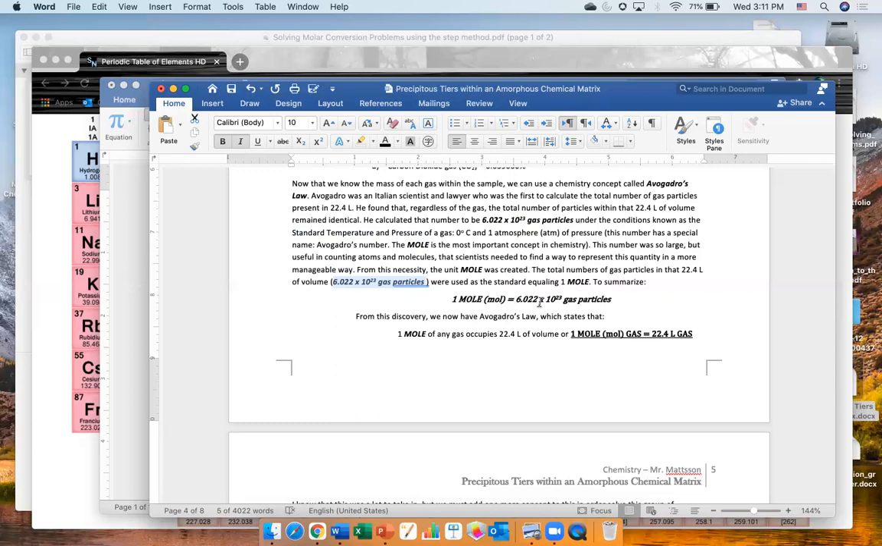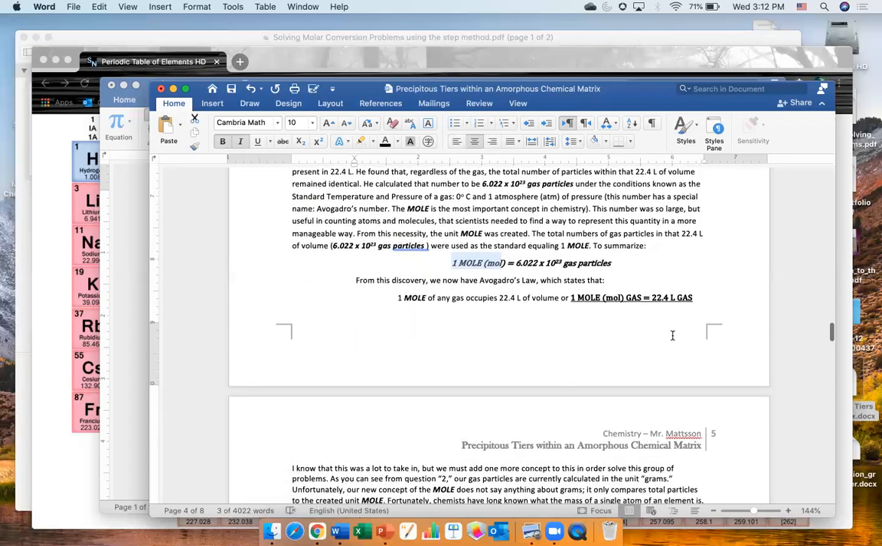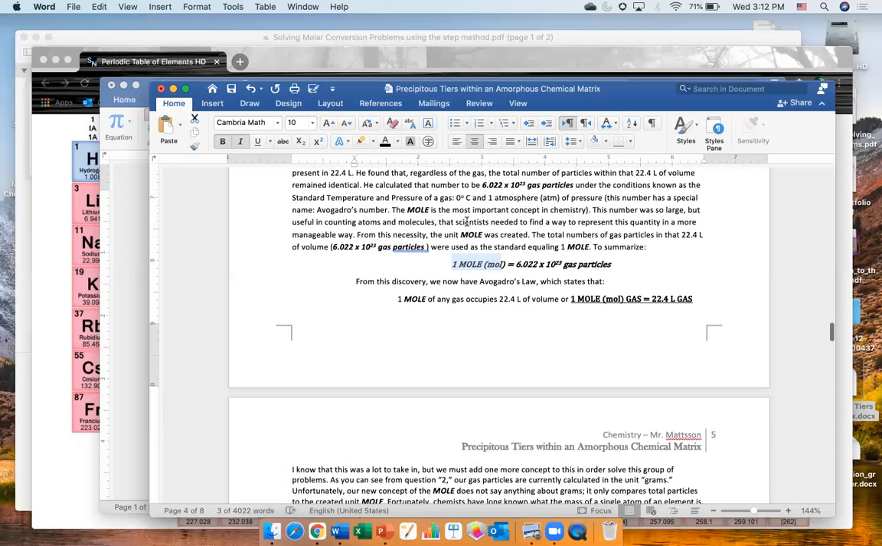It doesn't matter what we're measuring, it could be gas or it could be a solid like salt. All measurements are taken in the unit mole. From this discovery, we now have Avogadro's law, which states that 1 mole of any gas occupies 22.4 liters of volume, or 1 mole of gas equals 22.4 liters of gas at standard temperature and pressure. This only exists at the standard temperature and pressure of the gas, so you have to put that in.